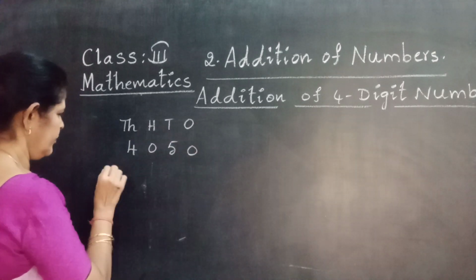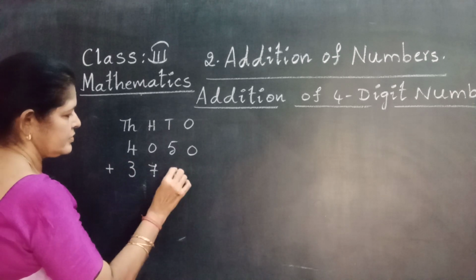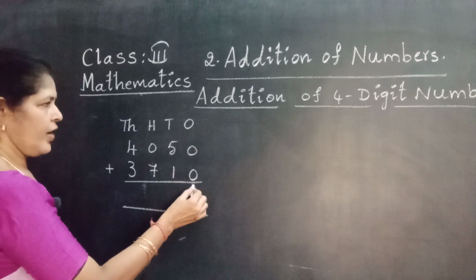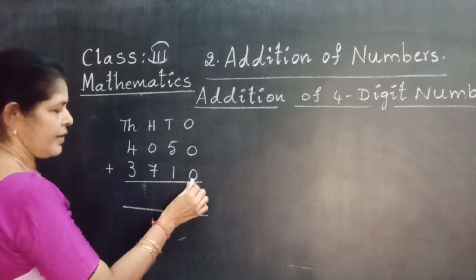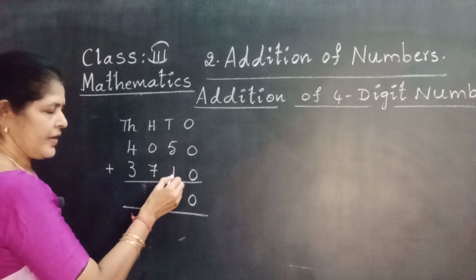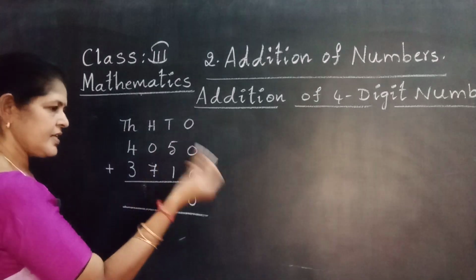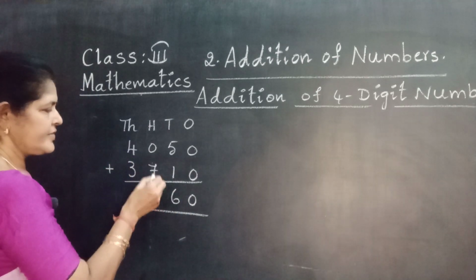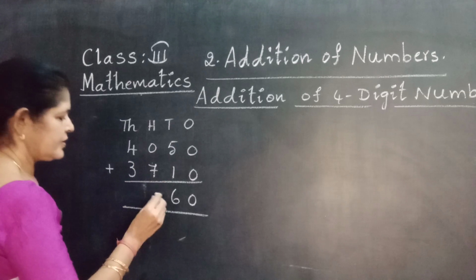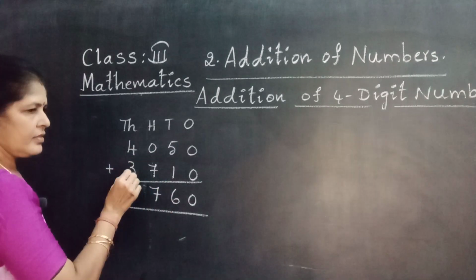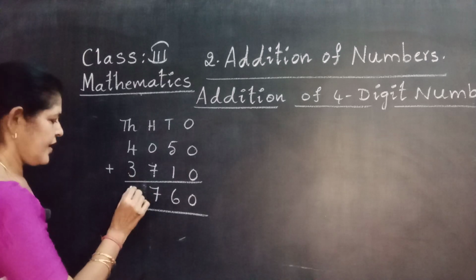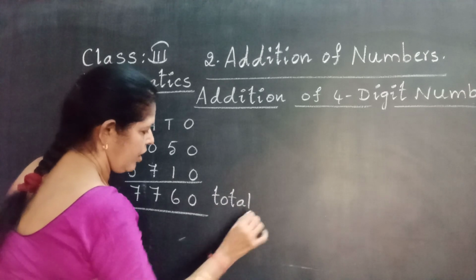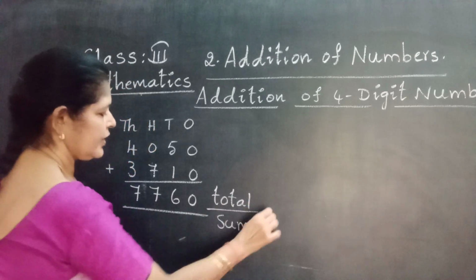4050 plus 3710. Addition starts from the ones place. Adding ones place numbers, 0. Now add tens place numbers. Number plus 1 is the next number of the given number. Given number is 5, 5 plus 1 is 6. Now add hundreds, 0 plus 7, same number, 7. Now add thousands place numbers, 4 plus 3, 7. Very good. This is called total, T-O-T-A-L, or S-U-M, sum.